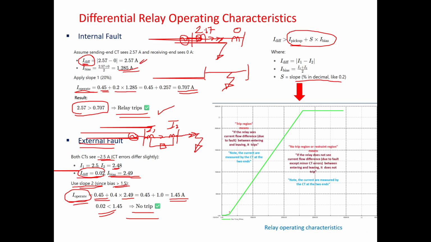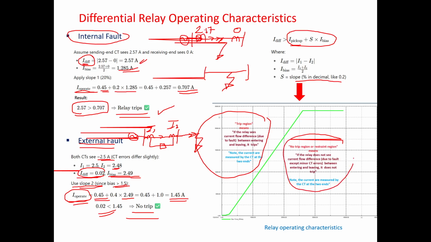Well, this is our plot. This region is the trip region. In this region, the relay will trip for an internal fault. And in this region, it is the restraint region, where the relay should not trip. So the relay will remain restrained for external faults.